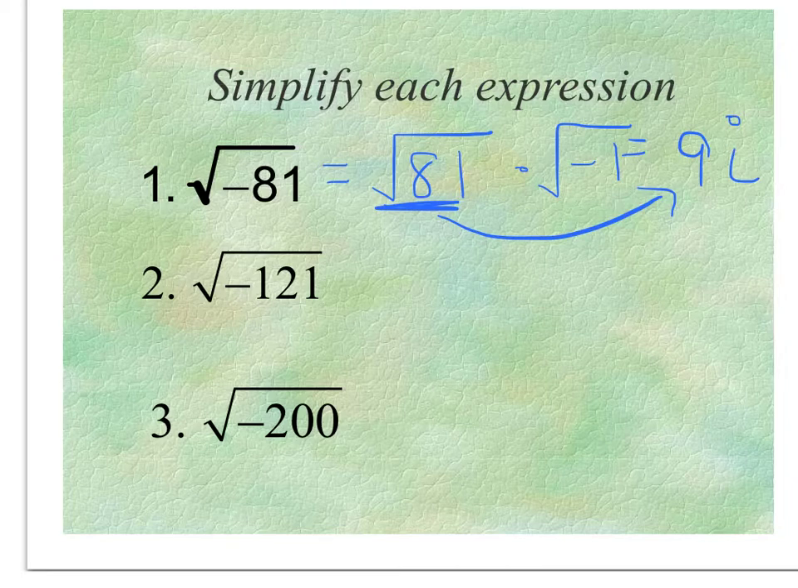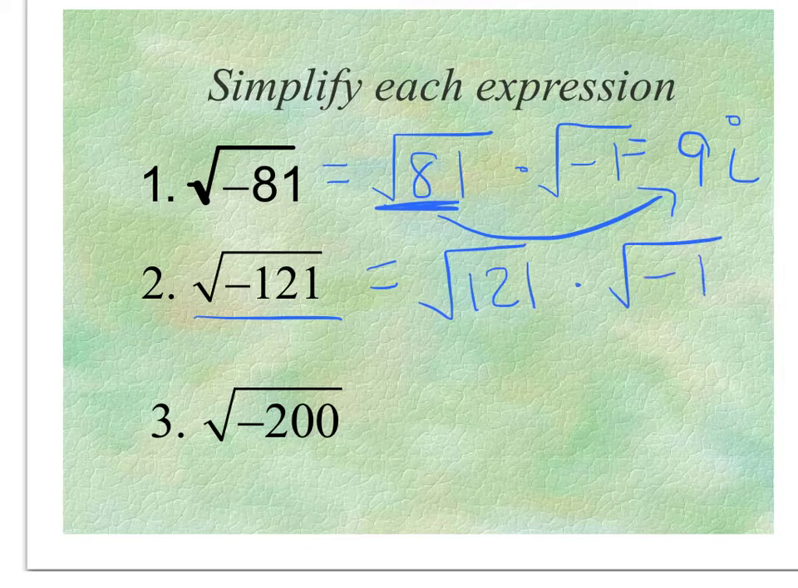To complete number 2, you're going to look at the square root of negative 121. So the square root of negative 121 is also referred to as the square root of 121 times the square root of negative 1. If you think back, the square root of 121 is 11, and the square root of negative 1, as we talked about, is i. So your final answer is 11i.